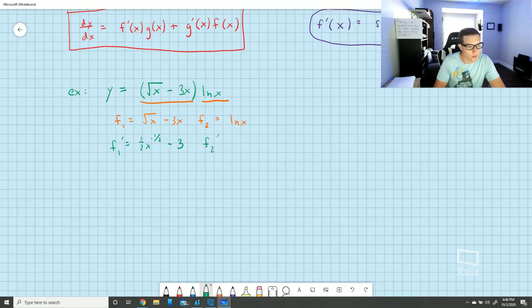The second one, the derivative of natural log x, looking at your derivative rule sheet, is 1 over x. And then the product rule says put them together. Derivative of the first times the second. So the derivative would be the derivative of the first times the original second plus the derivative of the second times the original first.